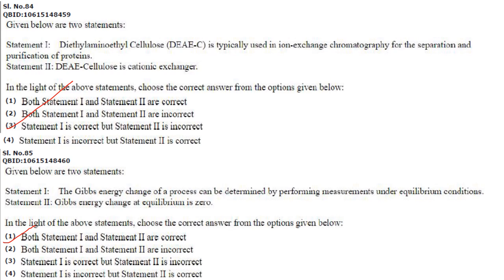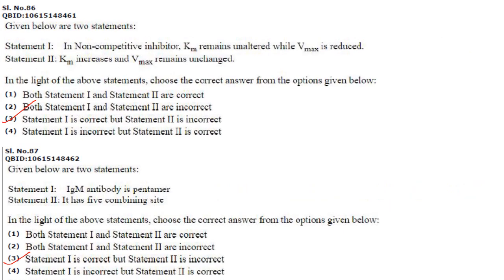Next one. The Gibbs energy change of a process can be determined by performing measurements under equilibrium conditions. Yes. Gibbs energy change at equilibrium is 0. So both statements 1 and 2 are correct. Then next one. In a non-competitive inhibitor, Km remains unaltered while Vmax is reduced. That is correct. In statement 2, Km increases, Vmax remains unchanged. That is wrong. So statement 1 is correct, but statement 2 is incorrect. Option 3.